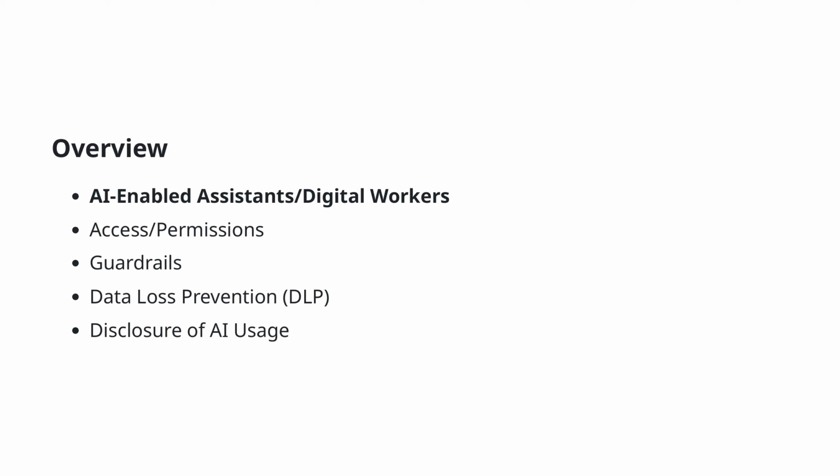It is critical to establish who can interact with these AI systems and what kind of access they have. Ensuring that the AI-enabled assistants only have access to the data and systems they need to function can help mitigate security risks. Next, we will discuss the need for guardrails.